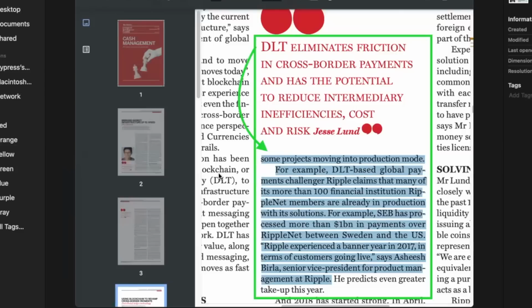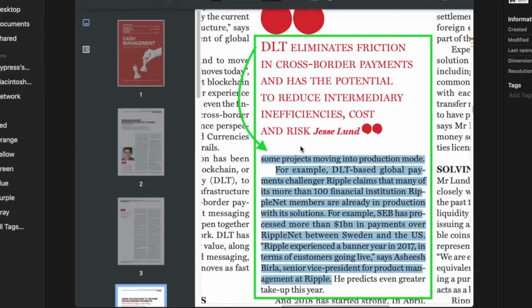And coming over here on their PDF, it directly mentions Ripple, where it says distributed ledger technology eliminates friction in cross-border payments and has the potential to reduce intermediary inefficiencies, cost, and risk. And as I've shown you guys in the past, Brad Garlinghouse stating that there are partners that he cannot directly mention or name, and this is one of them.